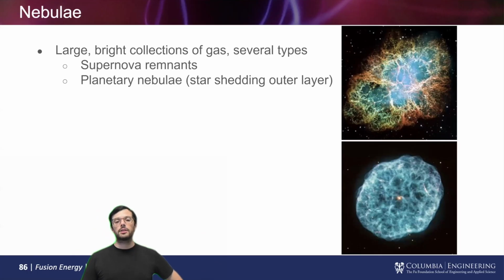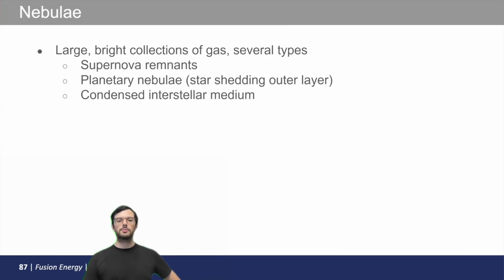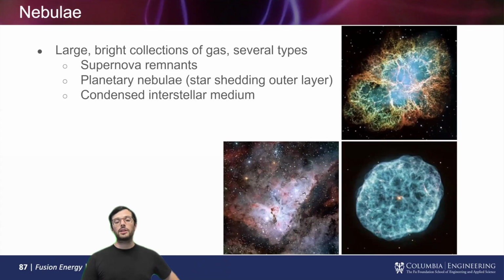You also have planetary nebulae. This is when stars just start shedding their outer layers, so it's not a supernova, but it's a similar effect. You get a big dispersal of plasma. Then there's the condensed interstellar medium, which is before there was a star. Gas starts moving towards some center of mass because the gravity from all these particles builds up, and you can have collisions that create enough heat to make a plasma and produce light.